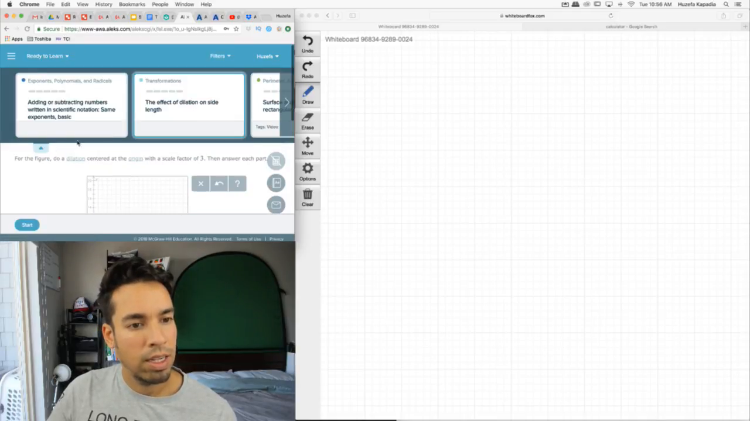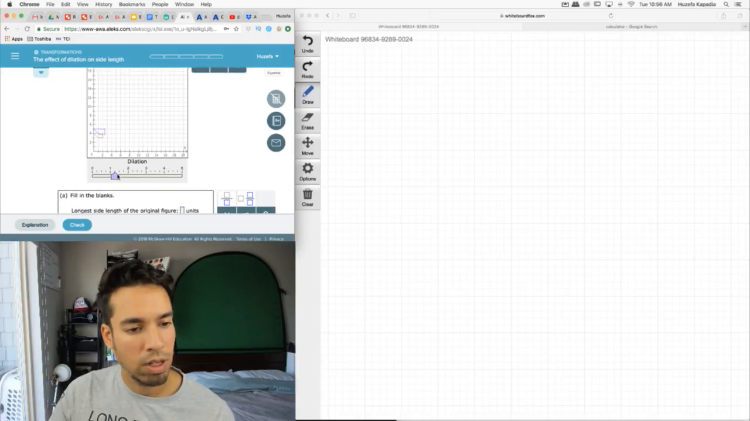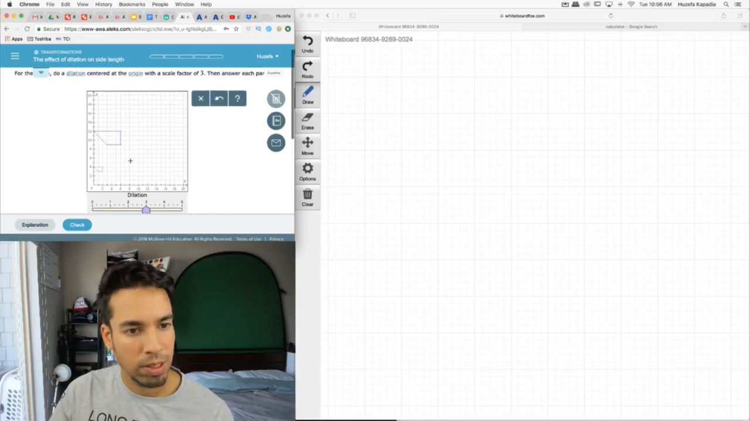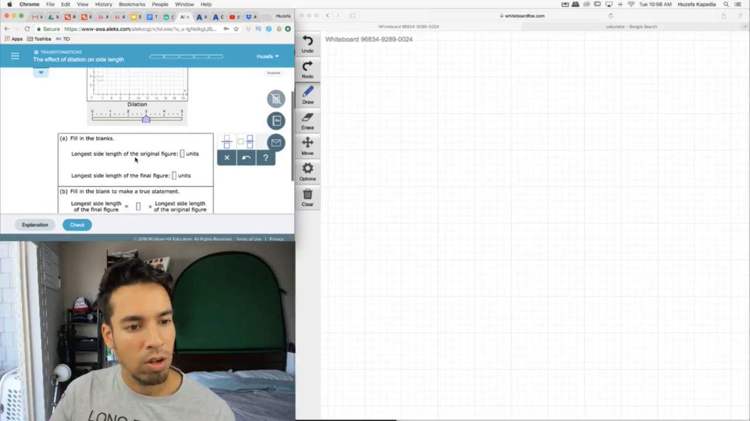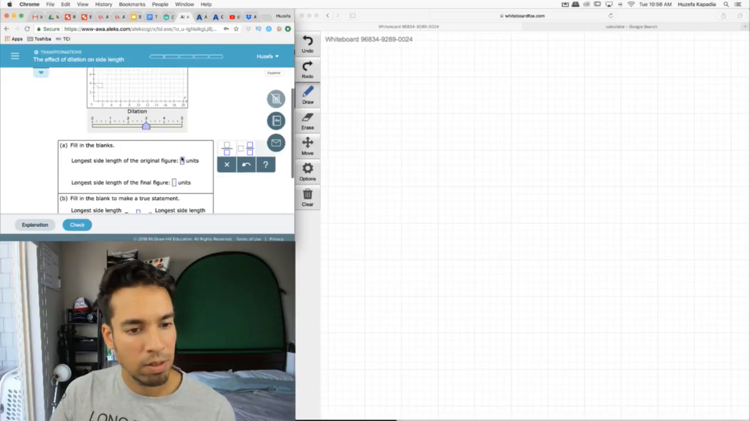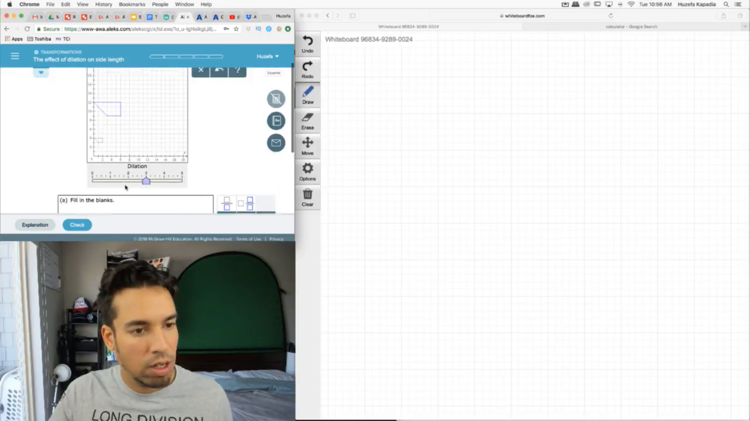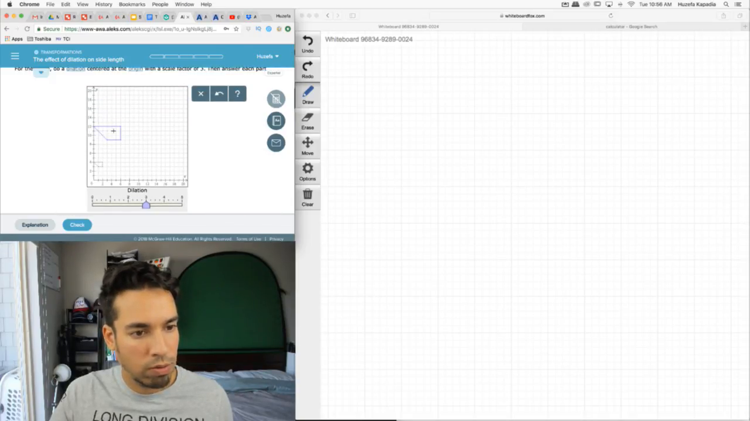All right, the effect of dilation on side length. In the figure, do a dilation centered at the origin with a scale factor of 3. Then answer each part. Okay, so scale factor of 3 means we just move it out to 3. And now let's answer. The longest side of the original figure is 2, that side down there. The longest side length of the final figure? Well, since it's a scale factor of 3, it should be 3 times 2, which is 6. Let's verify that. 1, 2, 3, 4, 5, 6.